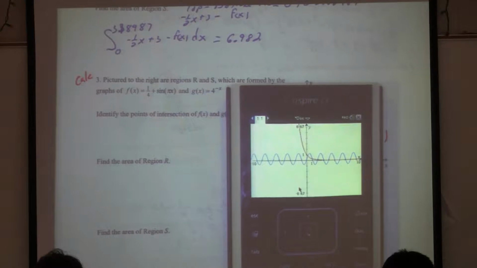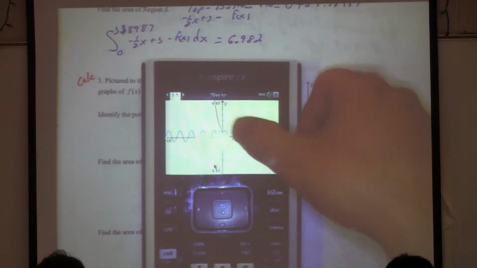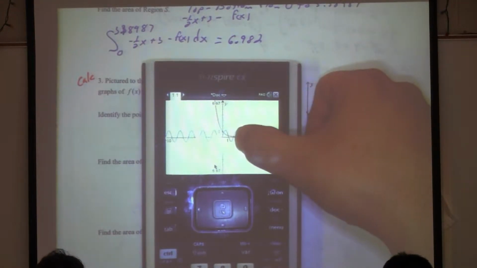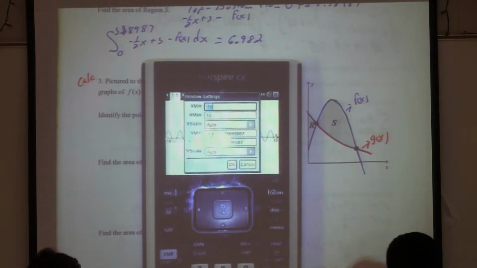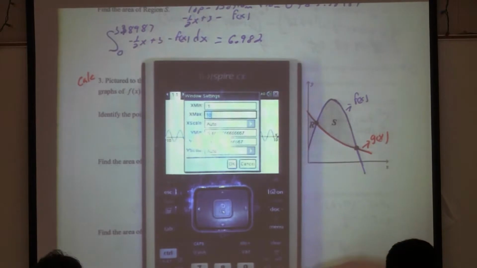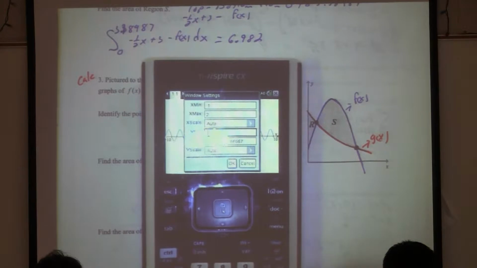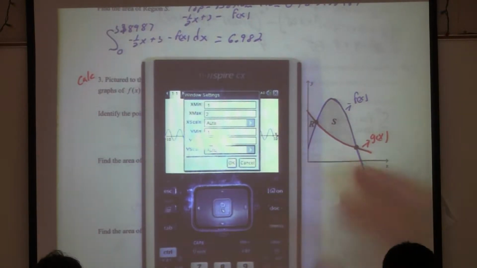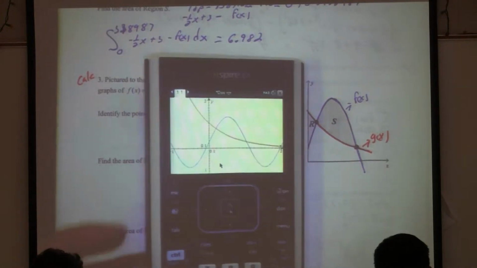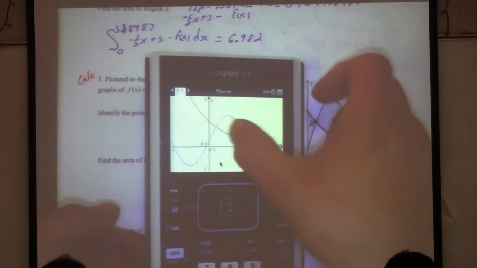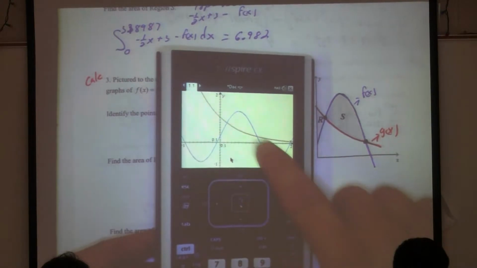So I'm going to adjust my window so it kind of looks like the one that's there, so I can get a better view. And it looks like the first intersection point is a little bit above 1, so maybe I'll go up to 2. So menu 4, 1. Let's go from negative 1 to 2 on the x. Leave that as auto. And I'm going to go from negative 1 to 2 also on the y. See if that looks good enough to work. Yeah. That's okay? I only care about this space right here, right? All right, cool. So we want to know the intersection points.